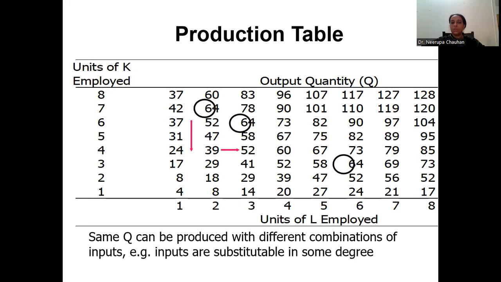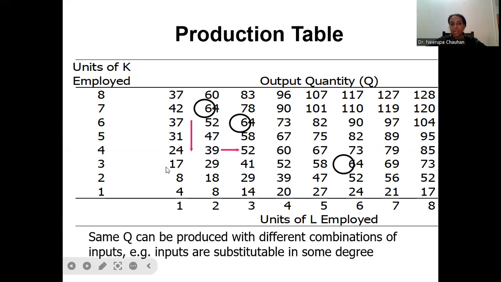On one side, we have the units of K employed, and then we have the output for the same. As you can see, at level number 7, we are having 65 output quantity. At the rate of 6, we are having 64. And at the rate of 3 also, we have 64. Now, what does it say is that the same quantity can be produced with different combinations of inputs. For example, inputs are substitutable to some degree.